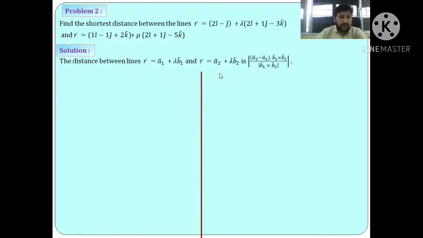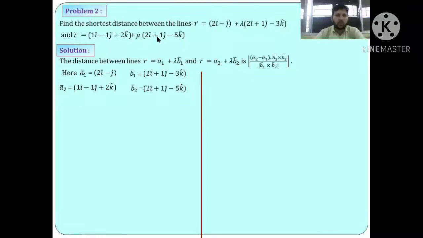Comparing, we get the values for the first line: position vector a1 bar is 2i minus j, and b1 bar is 2i plus 1j minus 3k. Next, the value for a2 bar is 1i minus 1j plus 2k, and lastly, the parallel vector b2 bar is 2i plus 1j minus 5k. After comparing the two lines, we obtain the position vectors a1 bar, b1 bar, a2 bar and b2 bar.